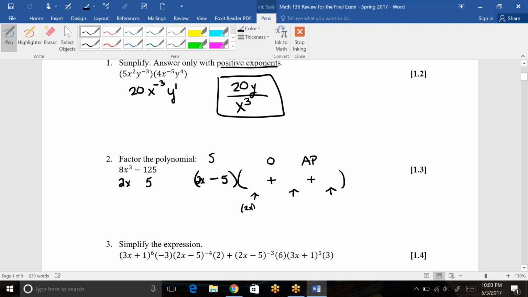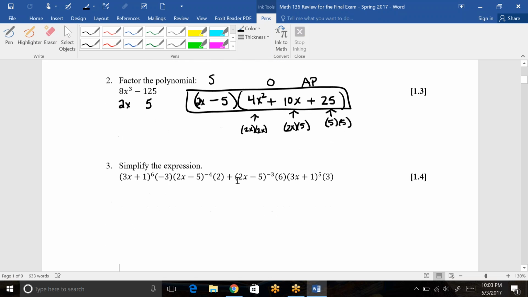In the first spot, you do 2x times itself. In the second spot, you do 2x times 5. And in the final spot, you do 5 times itself. So this would make 4x squared plus 10x plus 25. So that is the final answer.